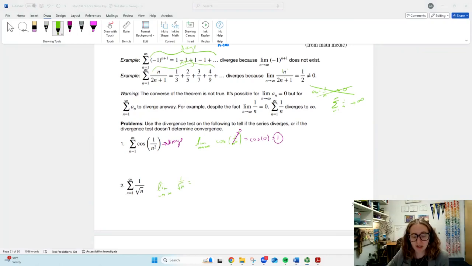Let's try that with our second example. Our limit of 1 over the square root of n, as n approaches infinity: the square root is going to get huge in the denominator, and I'll have 1 over a really, really big number, so the whole thing will approach 0. But that doesn't tell me anything about this series. It doesn't tell me if it converges or diverges. It could be either in this case.